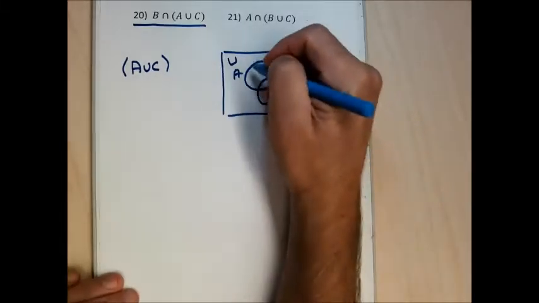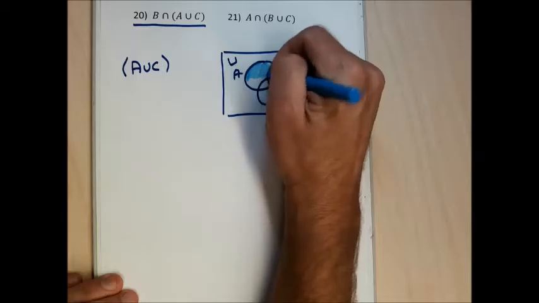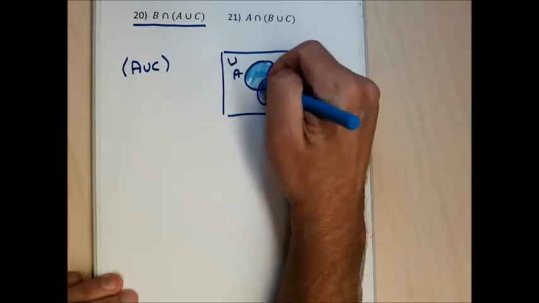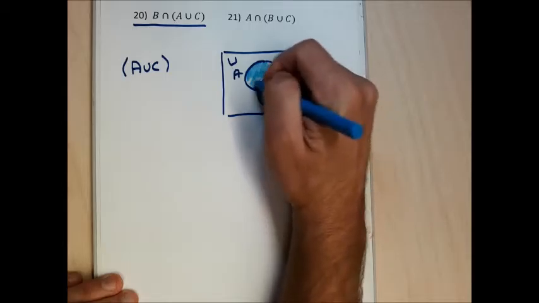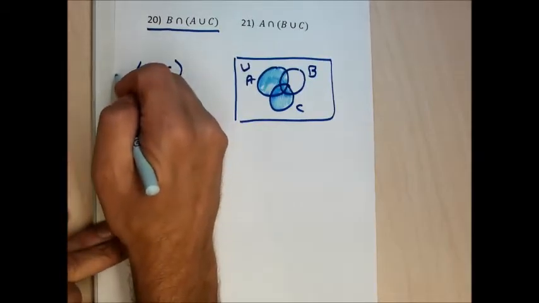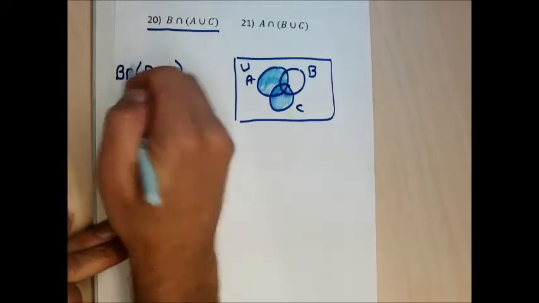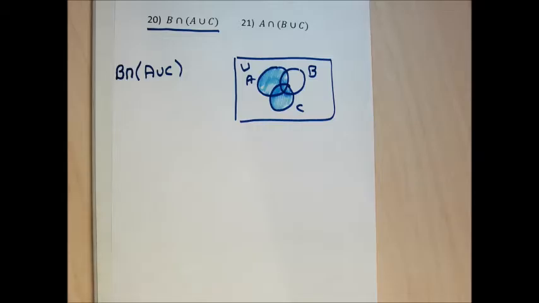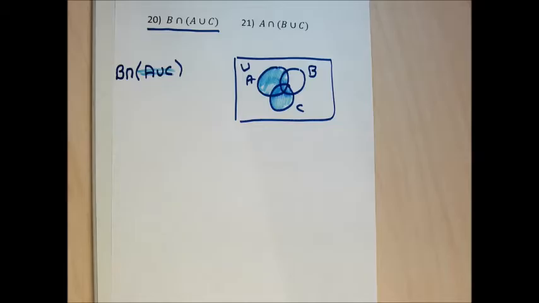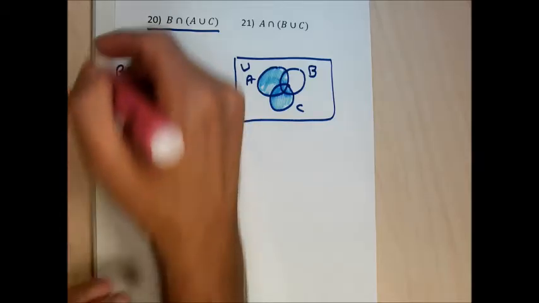In one color, I'm going to shade the entire A circle. And in that same color, because it's a union, I'm going to do the entire C circle. So that's a representation of the A union C. To this, I have to intersect B. So now I have to do B intersection that set A union C. A union C I have represented in blue. Because I'm doing an intersection, I need to pull out a separate color.